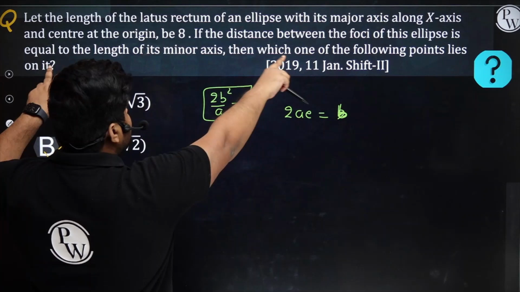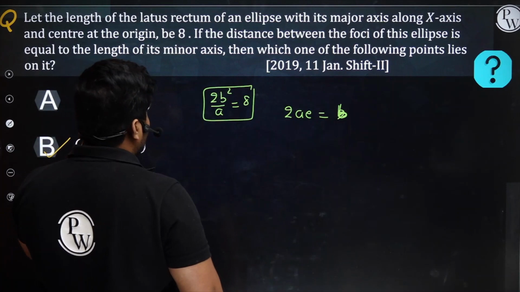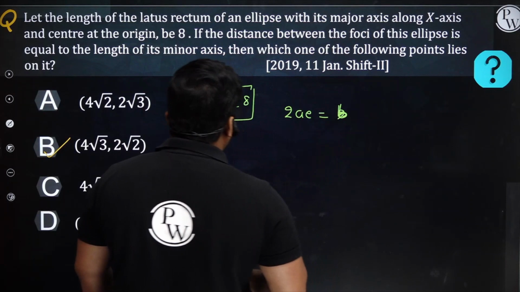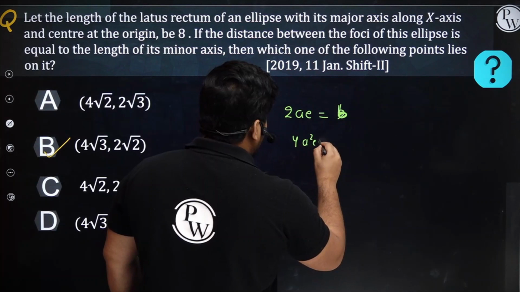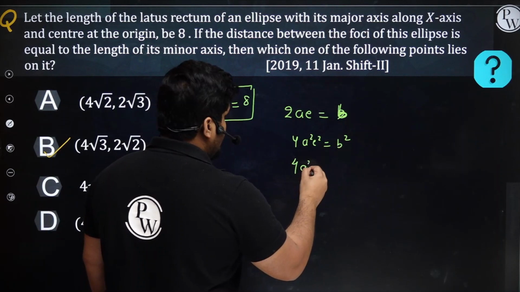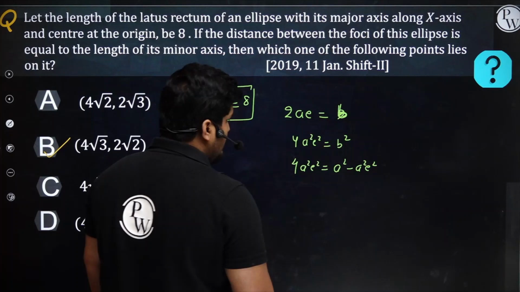If the distance between the foci of the ellipse is equal to the length of its minor axis, which of the following points lie on it? Okay, so we just have to find out a and b, right? So 2a is 8, a is b, so b square is equal to 8, and 2 into a is equal to b, so we have 4a square e square equal to b square, right? So b square is how much? a square minus a square e square.